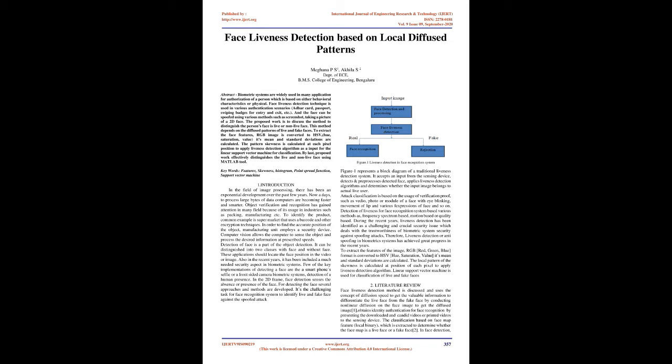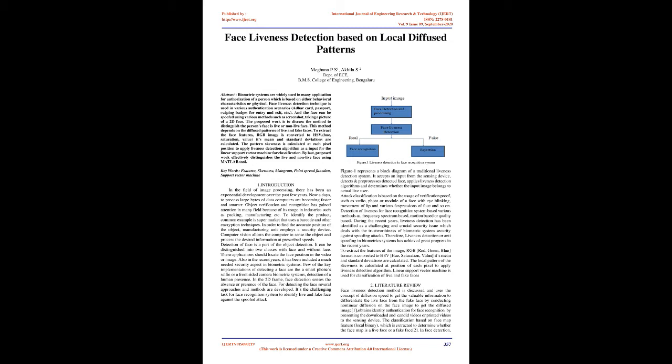To extract the face features, the RGB image is converted to HSV (hue, saturation, value), and its mean and standard deviations are calculated. The pattern skewness is calculated at each pixel position to apply the liveness detection algorithm as an input for the linear support vector machine for classification. Lastly, the proposed work effectively distinguishes the live and non-live face using the MATLAB tool. Keywords: features, skewness, histogram, point spread function, support vector machine.